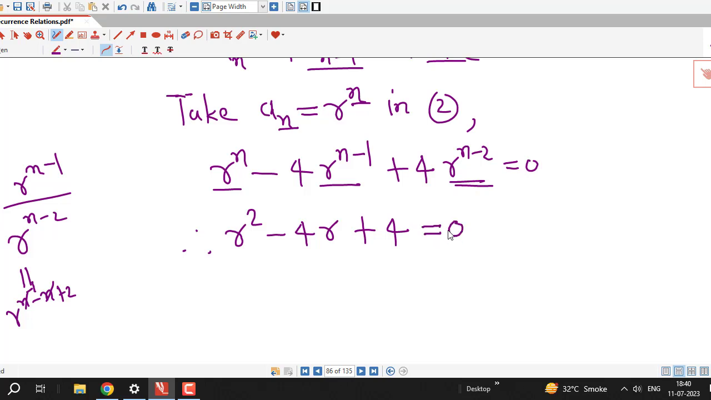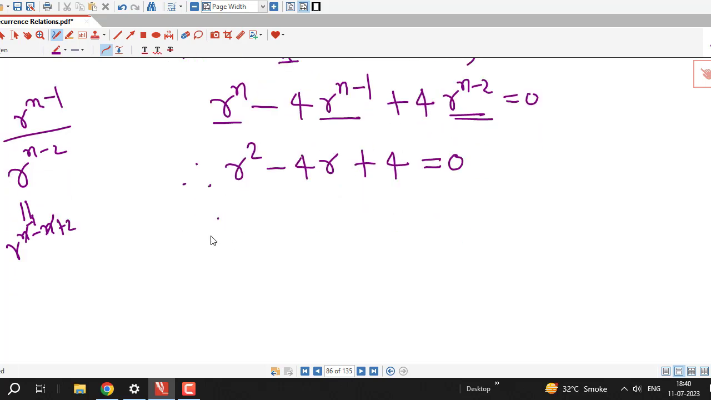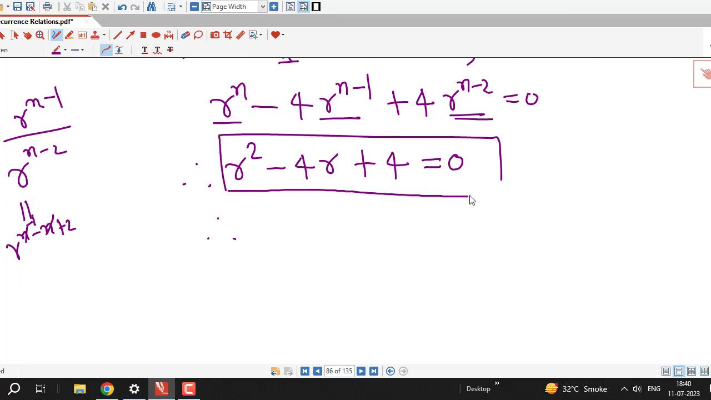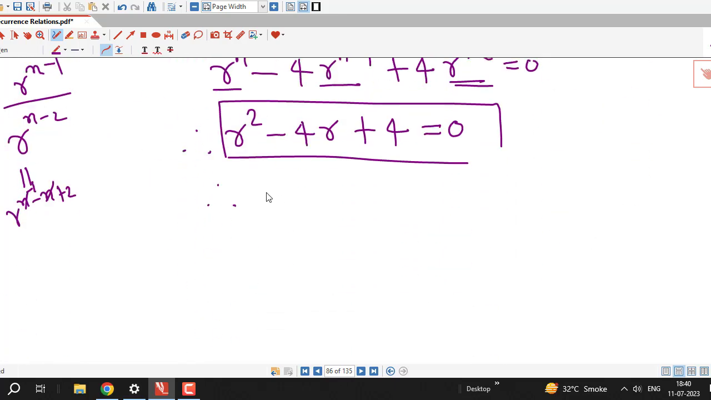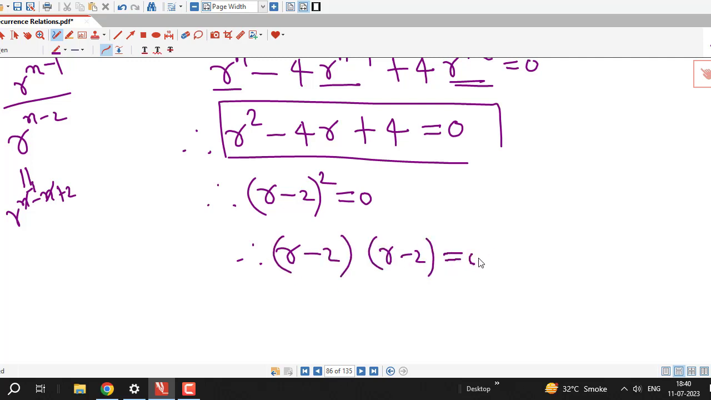So r square minus 4r plus 4 equal to 0, and this is the characteristic equation of the homogeneous recurrence relation which we have given as number 2, and this is clearly the square of r minus 2. (r minus 2) square equal to 0, therefore we have r minus 2 times r minus 2 equal to 0, therefore r equal to 2 comma 2. So we have equal and real roots.